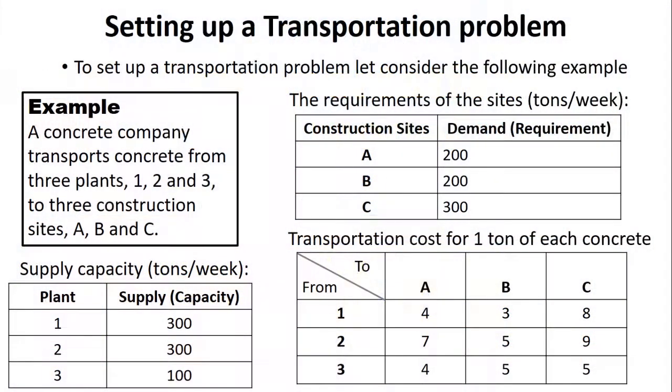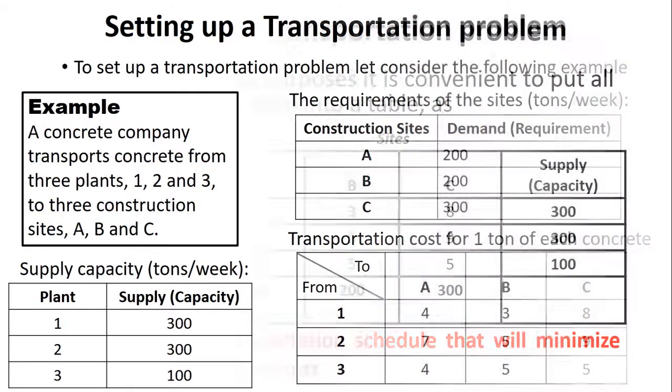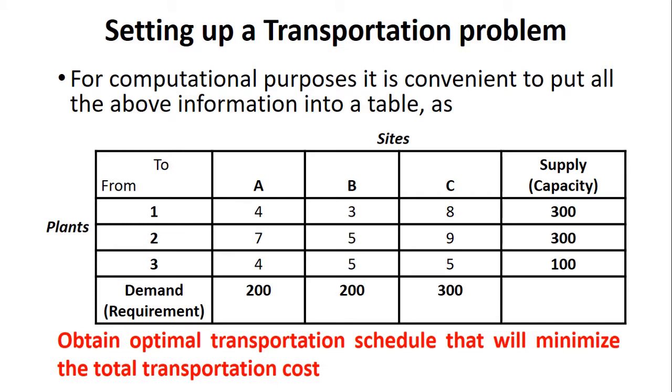So we recap from the example that we did in the transportation problem lecture, and this example was about a concrete company having 3 plants and 3 construction sites where it supplies the cement from the plants to those construction sites. So we summarized this information in the table, as you can see, and the question today is to obtain the optimal transportation schedule that will minimize the total transportation cost, and basically we are going to perform that using Python.